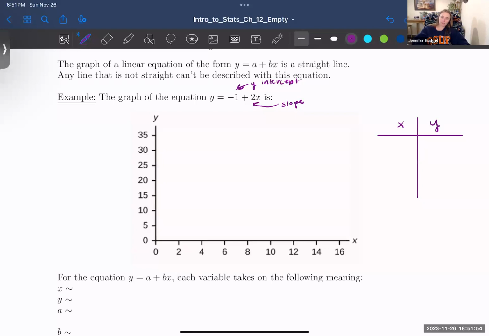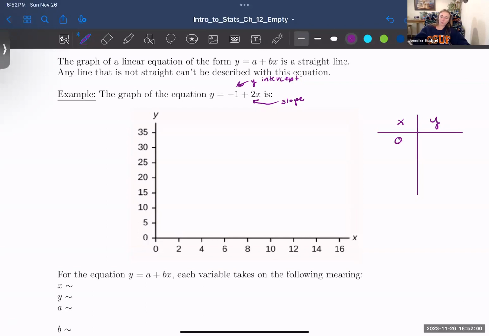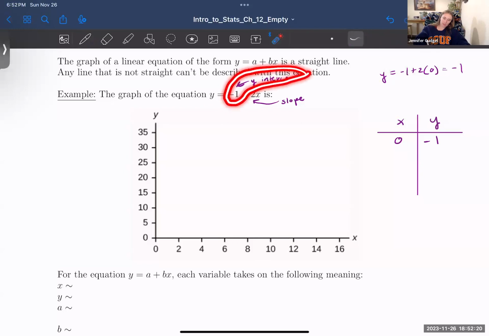So I'm going to pick some x's, plug them in and get the corresponding y's. The y-intercept is always where x is 0. This is our x-axis. This is our y-axis. So if I put in 0 for x, my y value is -1 plus 2 times 0, which is just -1 plus 0, -1. That is why this is the y-intercept, because we have 0, -1. On the y-axis, at -1 is where we cross.